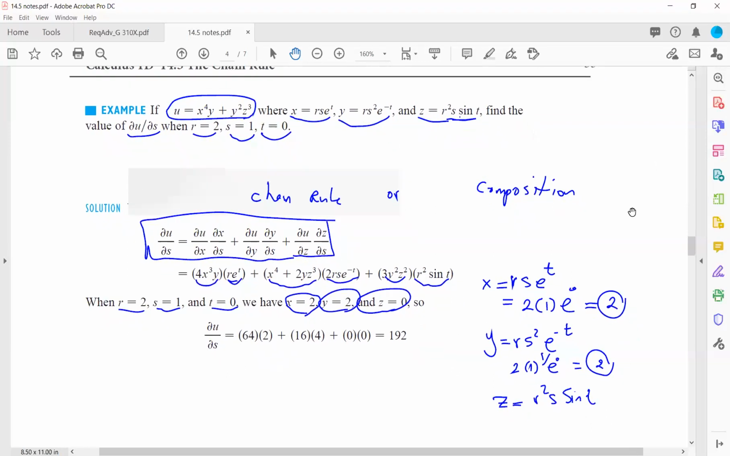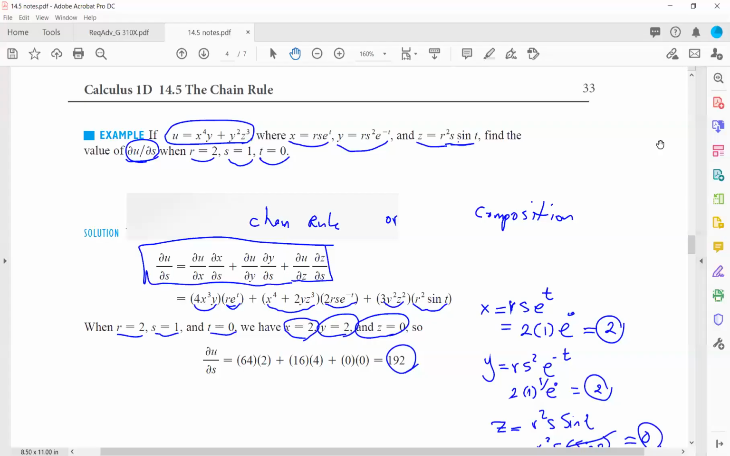t is equal to 0. So I'm not worried about these two. Since t is 0, this is r squared s sine 0, which is 0. Now I can plug in these values and actually calculate the partial derivative, which is equal to 192.